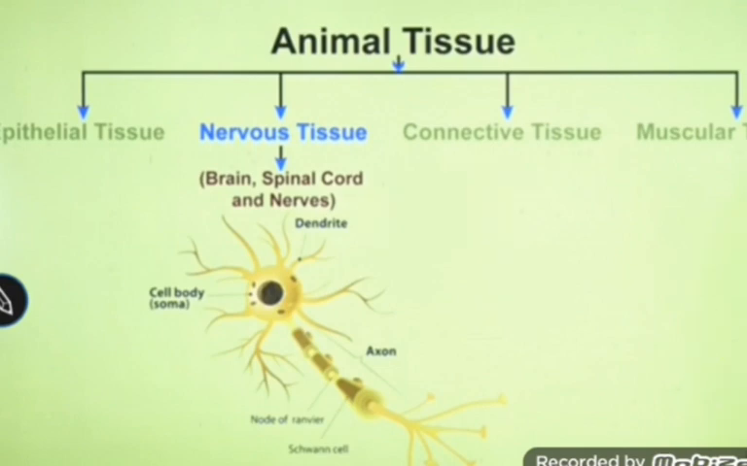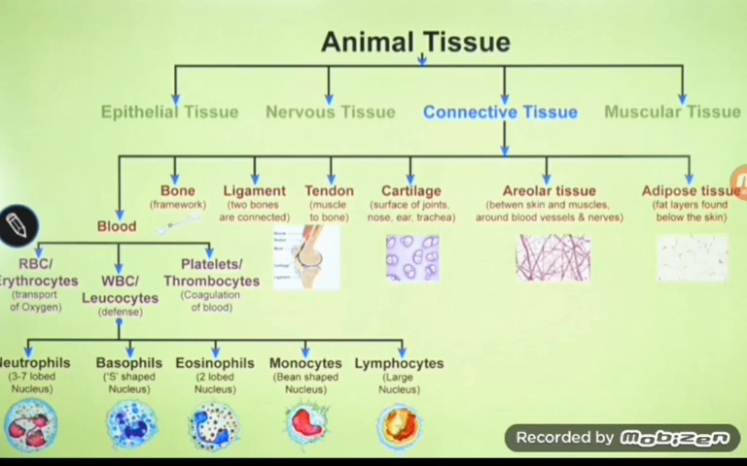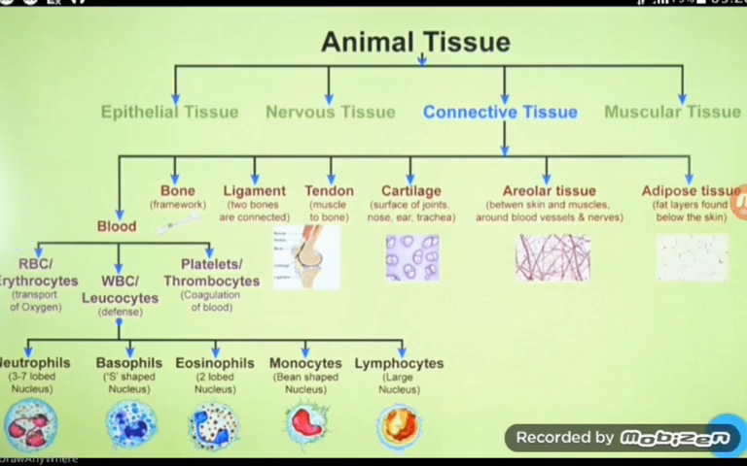Now let us see about connective tissues. Now let's start with the blood. Blood is the main fluid in our body, and it consists of three types: RBC, WBC, and platelets. RBC, red blood cells, help in the transportation of oxygen, and they contain hemoglobin, which gives them red color. And now let us talk about the WBC, white blood cells, which are the defense.